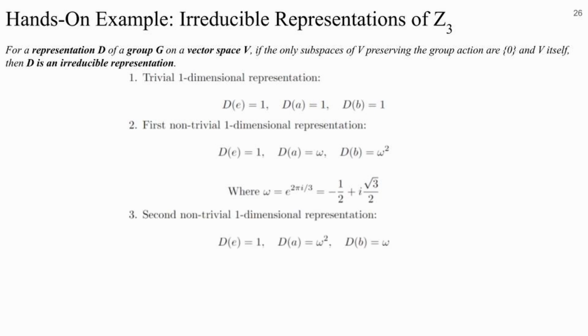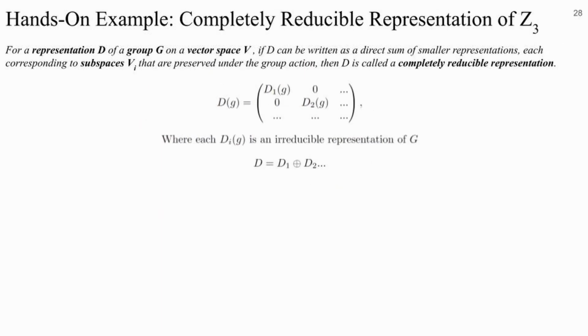And then finally, the second non-trivial irreducible representation is very similar to the last one, except the mappings of A and B are flipped. So essentially, instead of mapping A to the 120-degree rotation, you're mapping A to the 240-degree rotation. This works and still preserves the group structure since A and B are inverses, so switching them around doesn't change anything. Now we're going to move towards completely reducible representations.